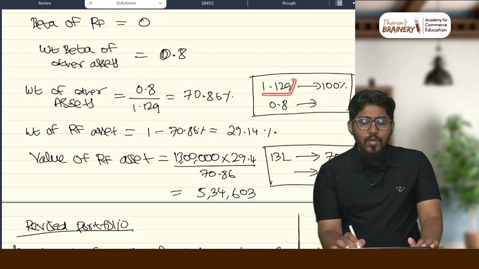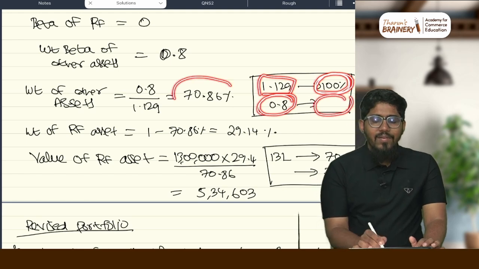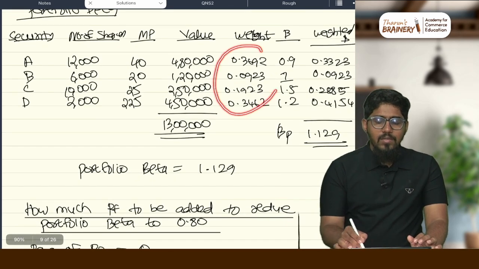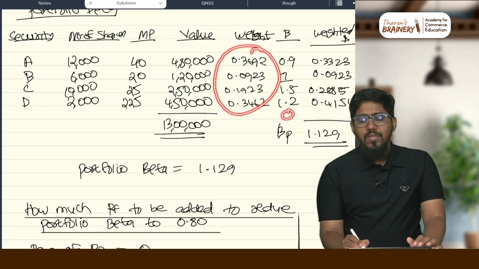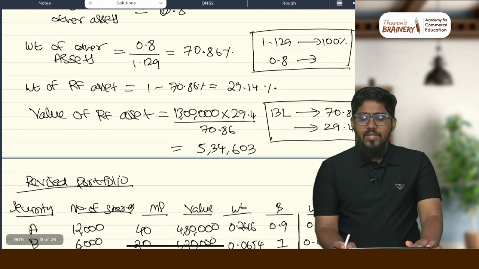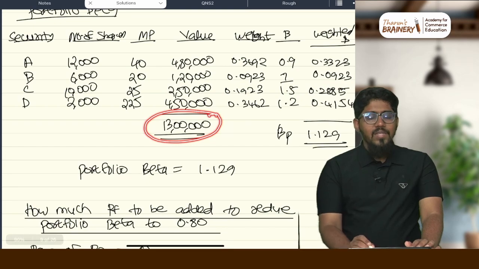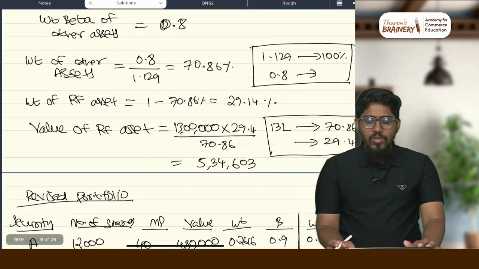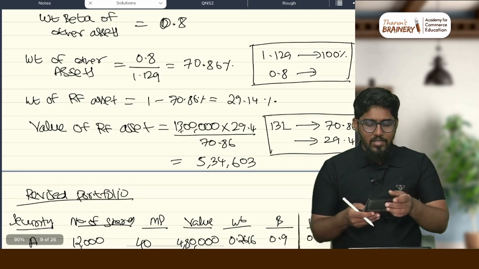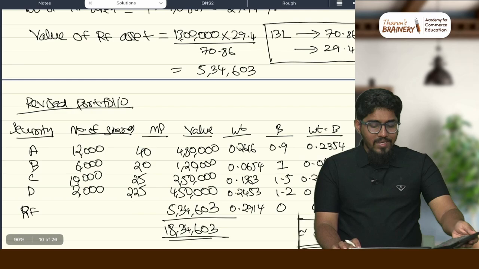If 1.129 beta is 100% of other assets, now I want my beta of 0.8. So what is the percentage of other assets? So 70.86% now it should comprise, because my beta here is 0. So this is 0. Clarity. So 70.86%. Or what you can do, you can find out the value. 13 lakh is for 70.86%. For 100% is how much? So 13 lakh divided by 70.86%.